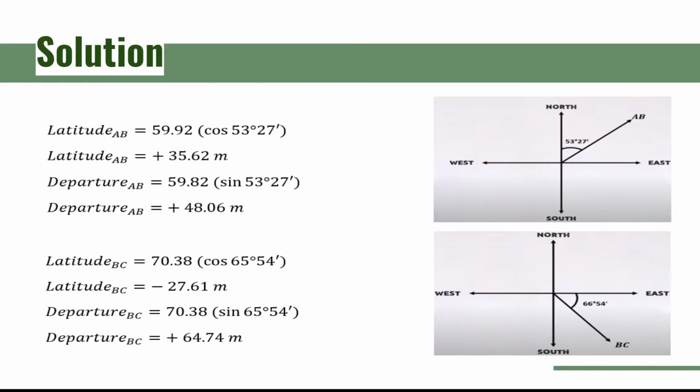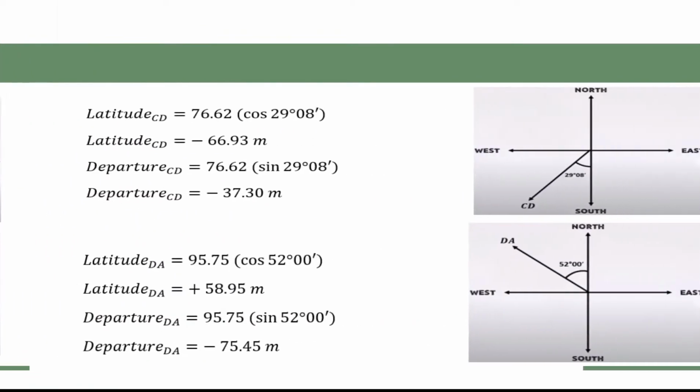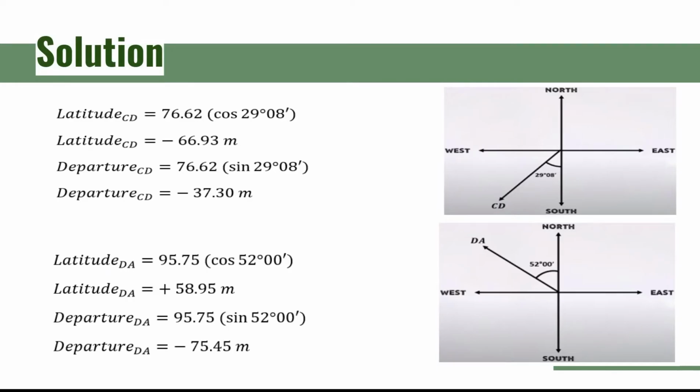The line BC lies in the fourth quadrant, and so the latitude and departure are on opposite sides. Latitude BC equals 70.38 times cosine 65 degrees 54 minutes, which equals negative 27.61 meters. The departure of line BC equals 70.38 times sine 65 degrees 54 minutes, which equals positive 64.74 meters.